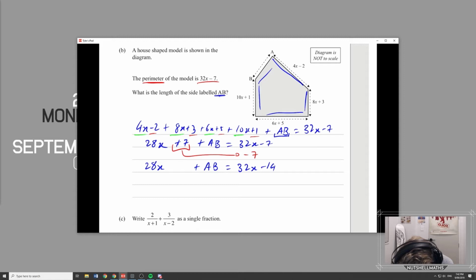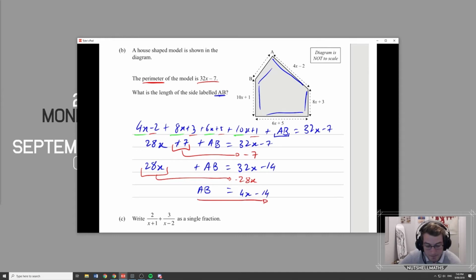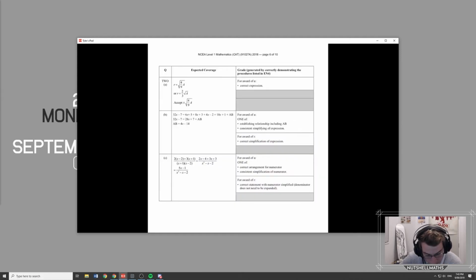Last piece, I'm going to grab this 28x, move it over here. That arrow was too long. Move it over here and subtract it, because I've got the whole piece. I don't divide it, I'm moving the whole piece, so I subtract the whole piece. So we've got AB is 32 minus 28 is 4x minus 14. And we're done. 4x minus 14. You can see it there.